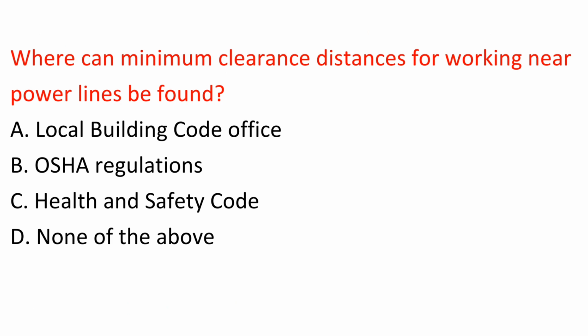Question. Where can minimum clearance distances for working near power lines be found? A. Local building code office. B. OSHA regulations. C. Health and safety code. D. None of the above. Answer. B. OSHA regulations.